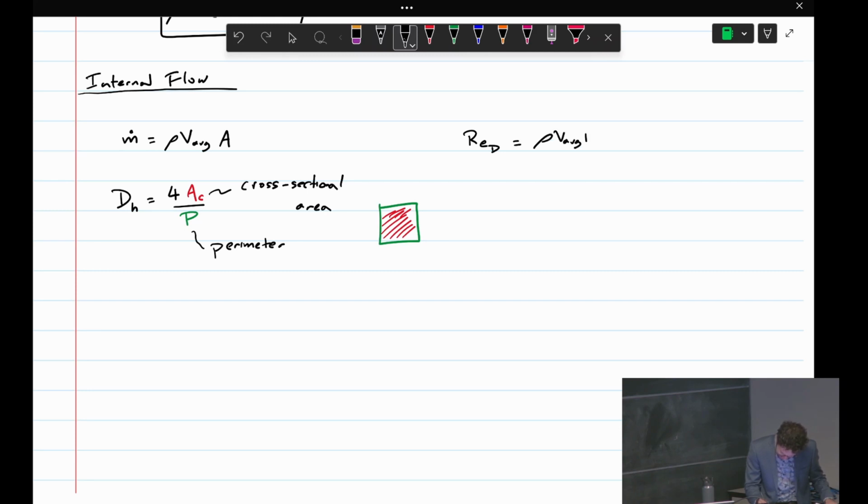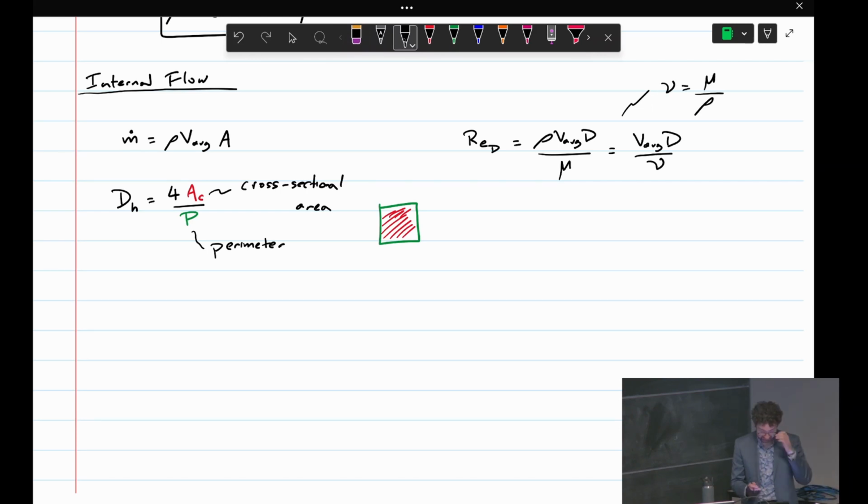Rho V average D over mu, or V average D over nu. So that's the same thing, and that's because, recall that, sorry, nu is mu over rho. Okay. So we have some different criteria.